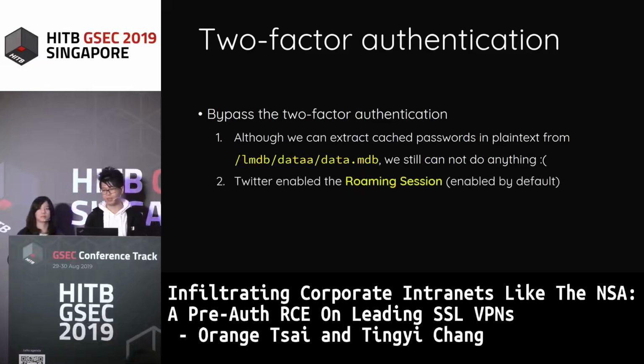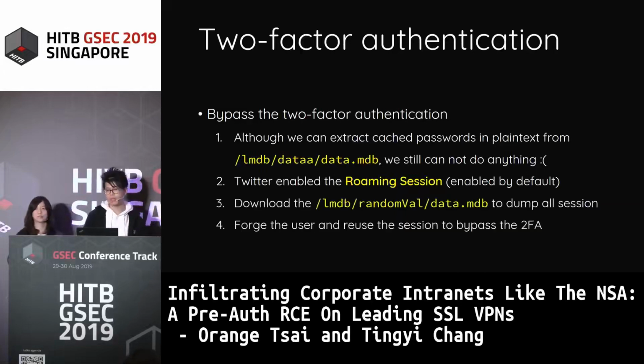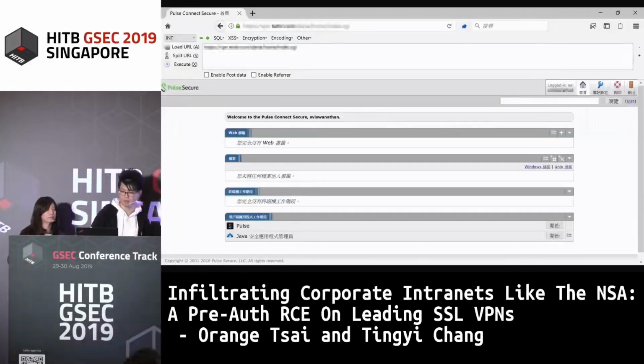We observed Twitter enabled the roaming session. Roaming session is a feature to enhance mobility. It allows a session from multiple IP locations. So once we knew that, we downloaded the database and forged the session to bypass the two-factor authentication. And finally, we logged into their system.